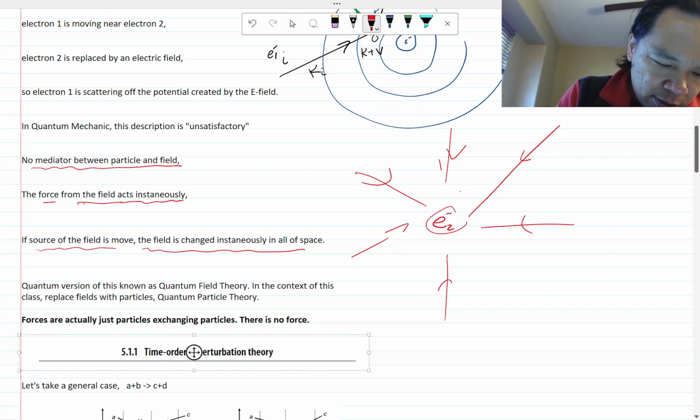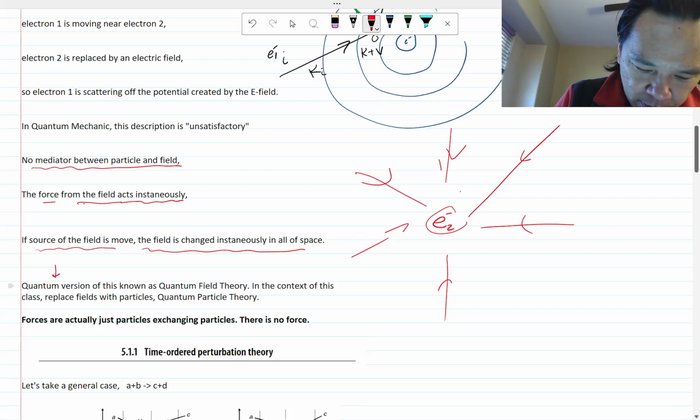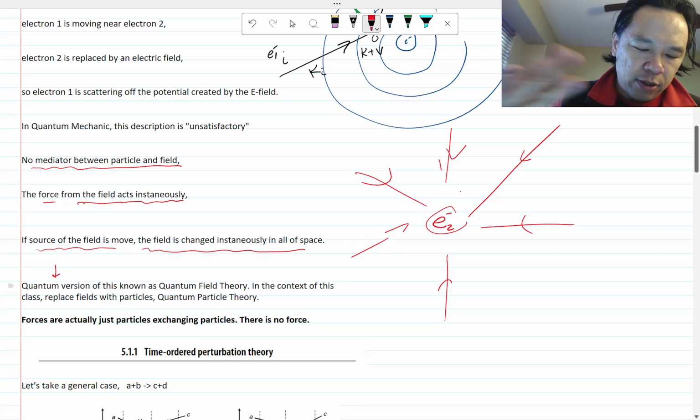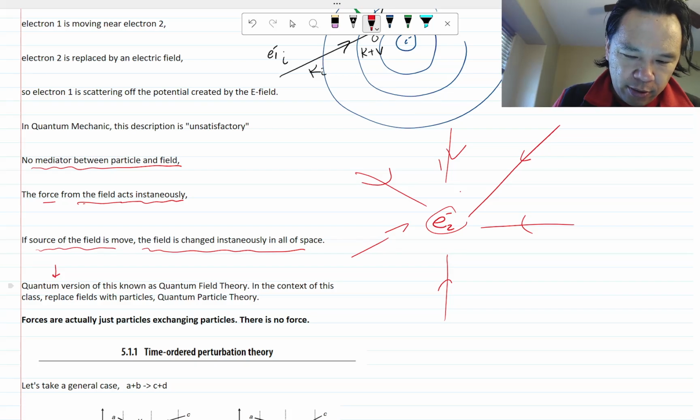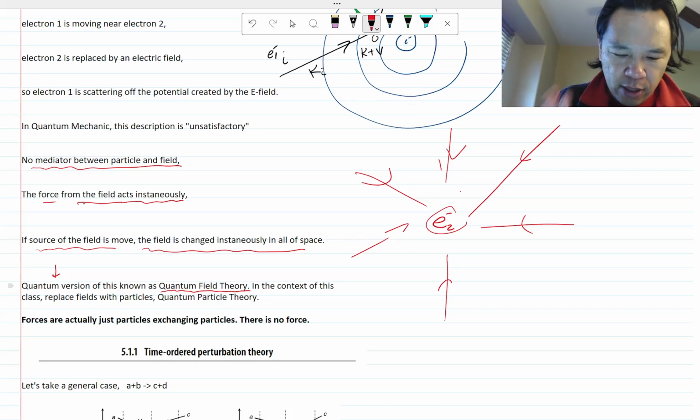Okay, so in quantum mechanics, what we're going to do is describe this using perturbation theory instead, where we're doing the first and second order only, but this will apply with higher and higher order perturbation. And this entire framework is actually known as quantum field theory. We're not going to learn quantum field theory.